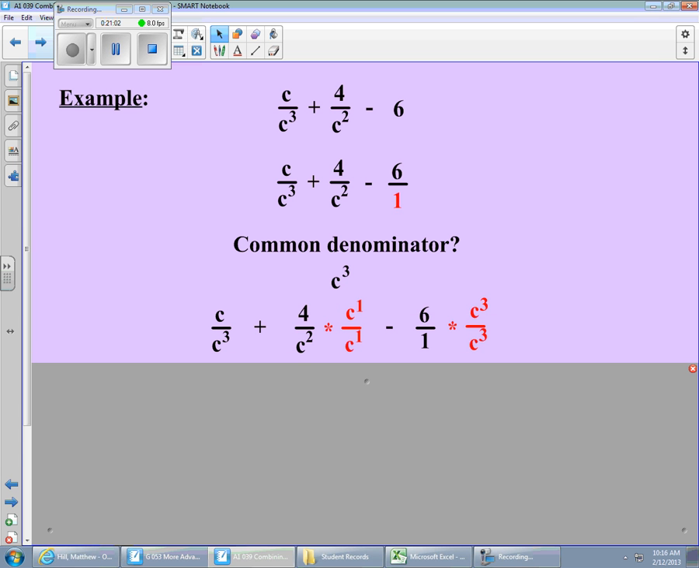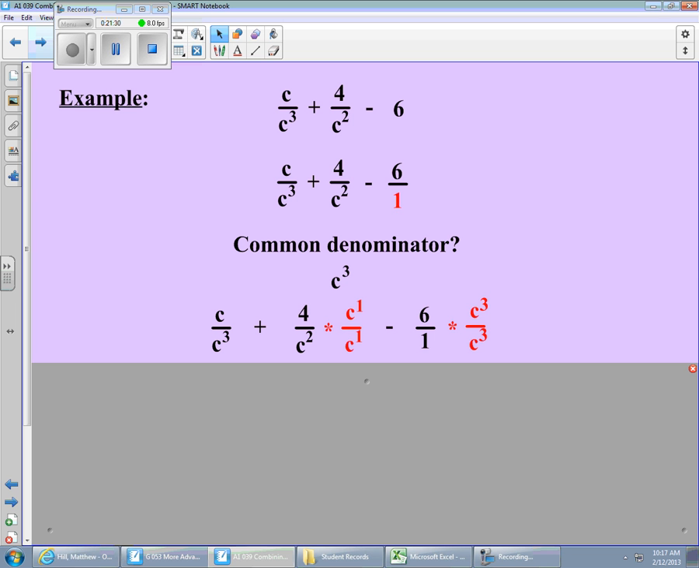Okay, these are just the laws of exponents. When two c's are multiplying together, their exponents will add up. Okay, first ratio was left alone. Second ratio, c to the first over c to the first. Last ratio, c cubed over c cubed. Okay, it's going to make our denominators all become c cubed, which is good. Okay, what about our numerators? This one didn't get messed with, so it's good.